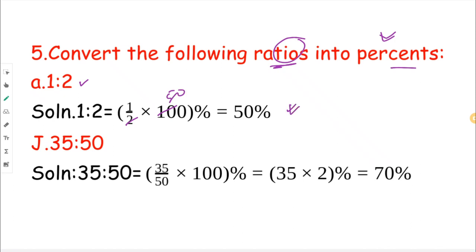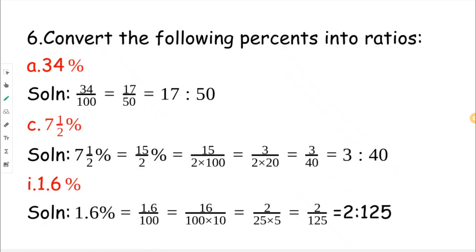Same thing again. 35 is to 50. I can write it as 35 by 50 multiplied by 100, and cancel the zeros. 5 ones are 5. 5 twos are 10. 35 into 2, I'm going to get 70, right? When I multiply these two, I get 70%. The last question, number 6. Convert the following percents into ratios.